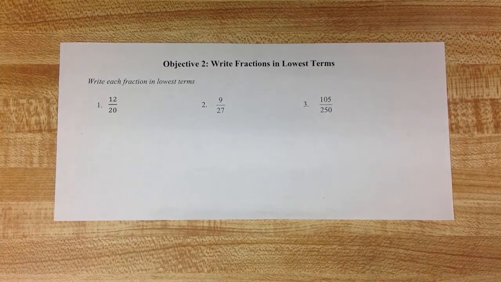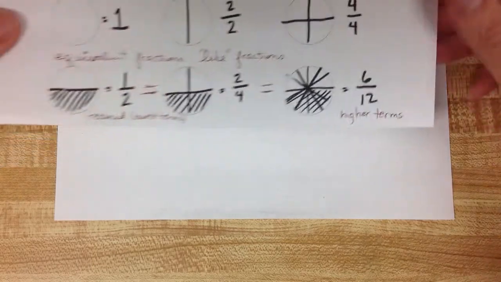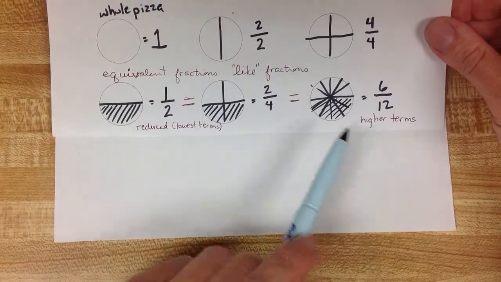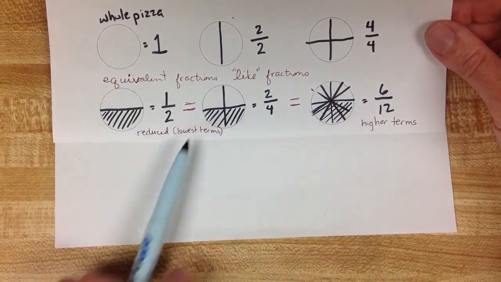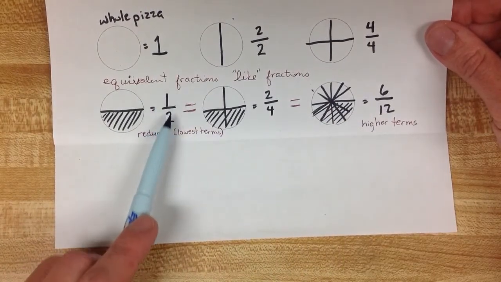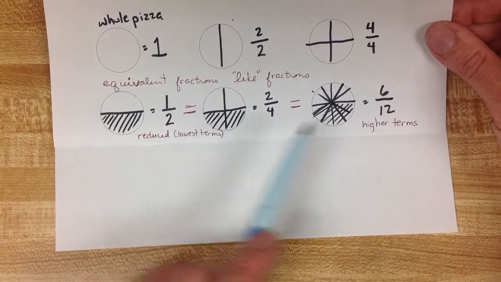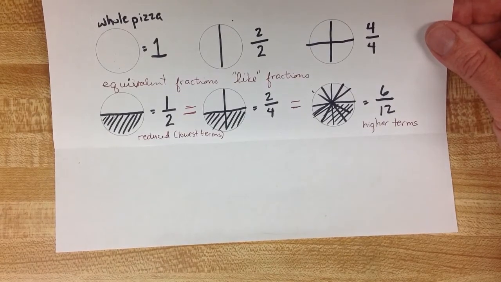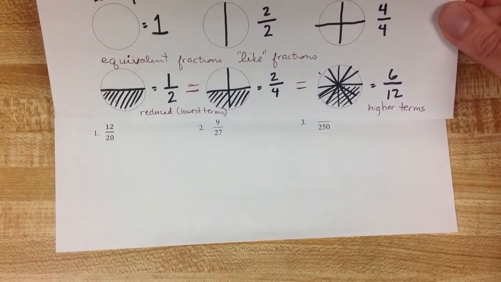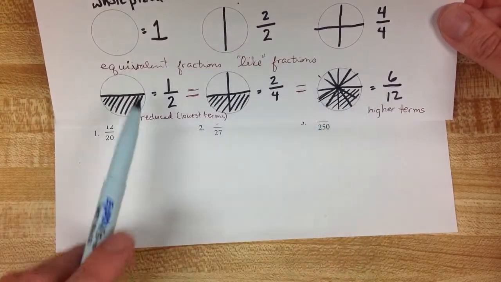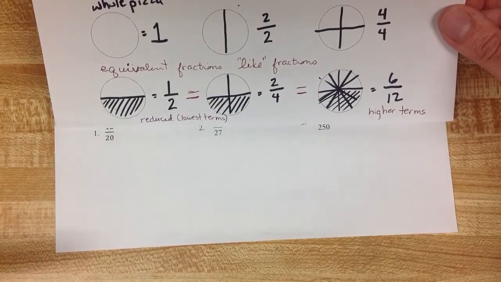Our second objective is to write fractions in lowest terms. So looking back at the previous sheet, you'll remember that fractions are alike if they represent the same amount of stuff, but a fraction that uses the smallest numerator and denominator possible is considered to be a fraction in lowest terms, as opposed to this one that is in higher terms. You could cut that into a lot smaller pieces, but that's a higher term fraction, and we can change it into this fraction and still be representing the same amount.